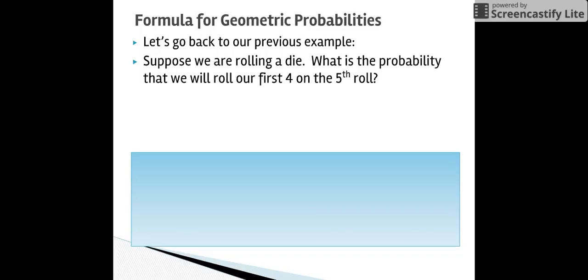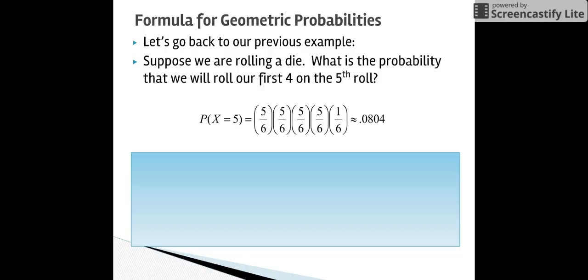Going back to that original example, we're rolling a die. We want to know the probability that we would roll 5 times and not get a 4 until that 5th roll. That might look like this: the probability that x equals 5. Once again, we're concerned with that being on the 5th roll. We can see that 5/6 would be the probability of not getting a 4, and we have 4 of those, the first 4 rolls not getting a 4. Then finally we get the 4 on the 5th roll, and that one's 1/6. Together we get 0.0804.